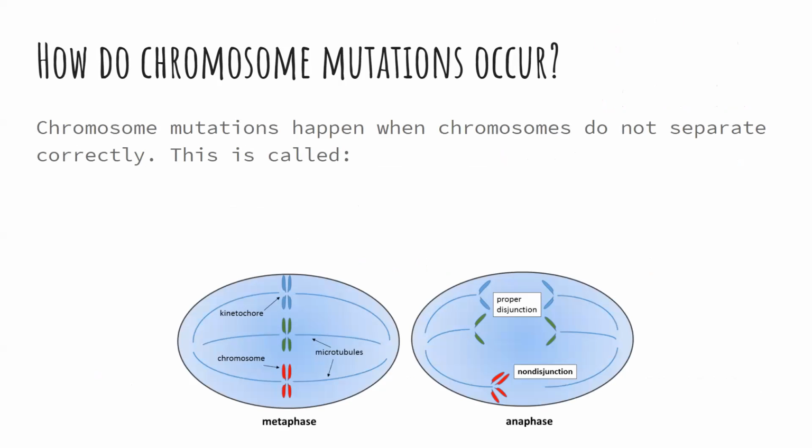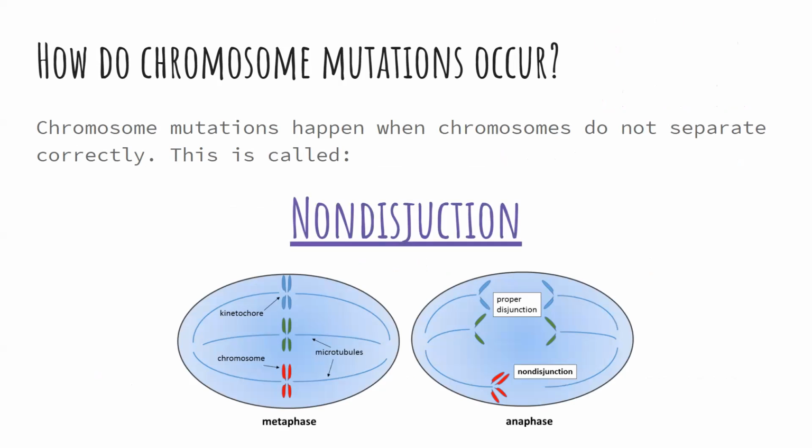When chromosome mutations happen, chromosomes don't separate correctly. Remember, in metaphase, your chromosomes line up in the middle. And in anaphase, they're supposed to pull away to opposite sides of the cell equally. However, when they don't pull away to opposite sides of the cell equally, this is called non-disjunction.